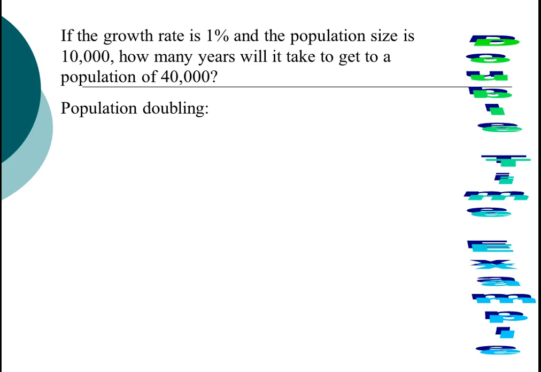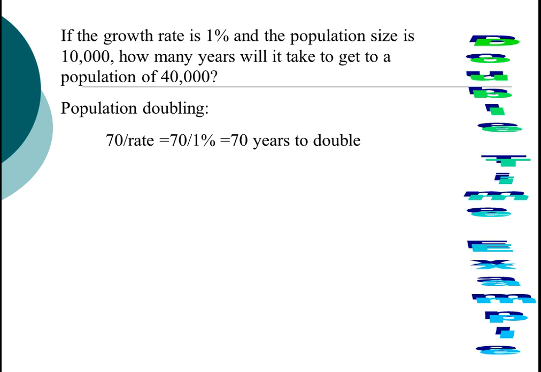So here's another question regarding math of population. If the growth rate is 1% and the population size is 10,000, how many years will it take to have a population of 40,000? First thing to remember is your equation for doubling time. The equation for that is 70 divided by rate, and that rate should be listed as a percentage. You don't need to do anything to it. You just do 70 divided by 1. It takes 70 years to double. Remember, on the FRQ, they're going to give you easy math. 70 divided by 1 can't be easier than that. So we know it takes 70 years to double.